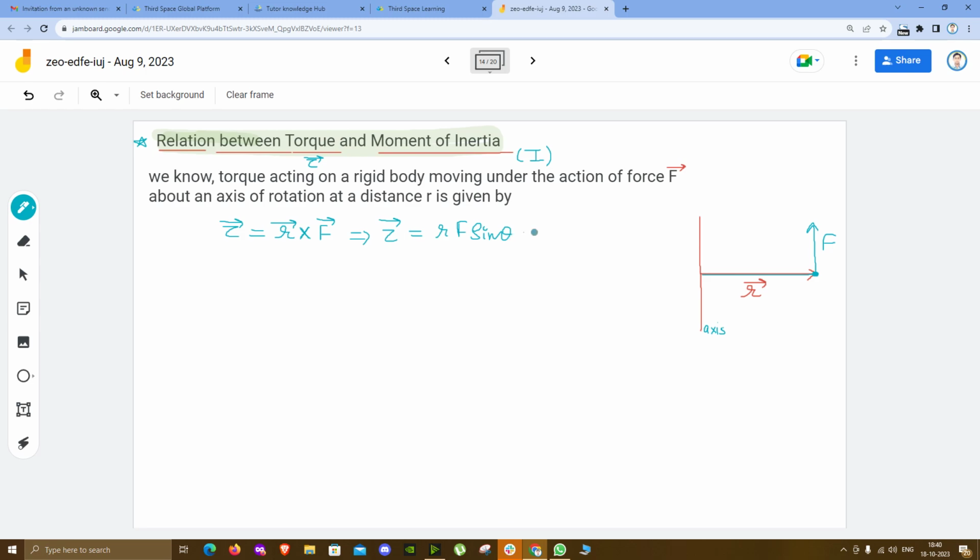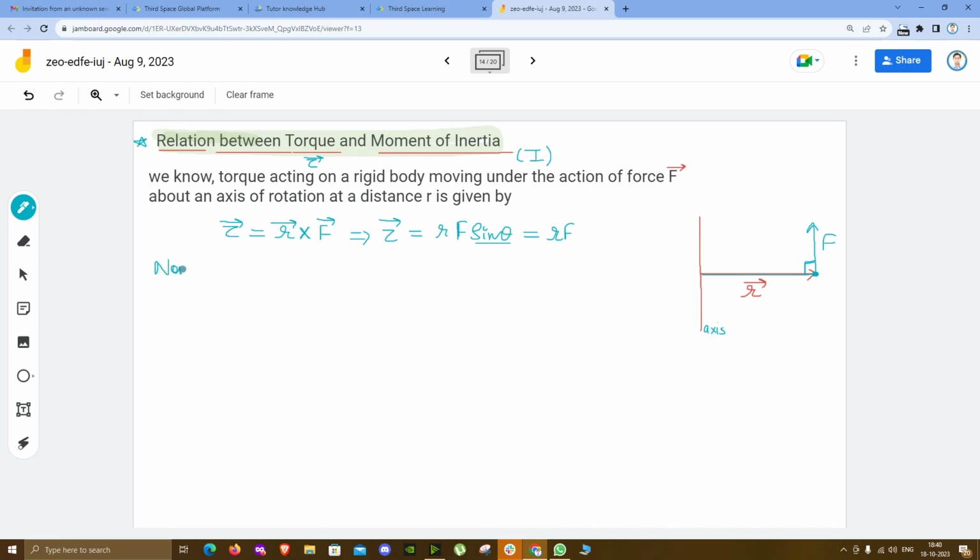And what happens if the angle between r and F is 90 degrees? That means sine theta will be sine 90 degrees, which is 1. So we can simply take the product of the magnitudes of r and the force F. So tau will become rF when r and F are perpendicular to each other.